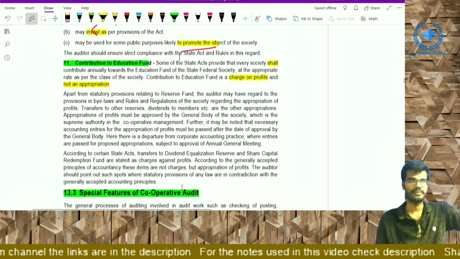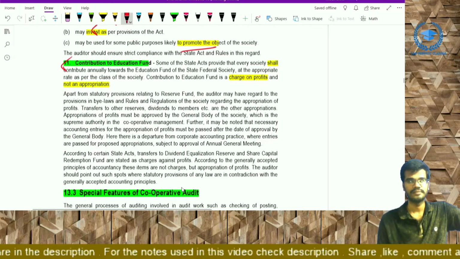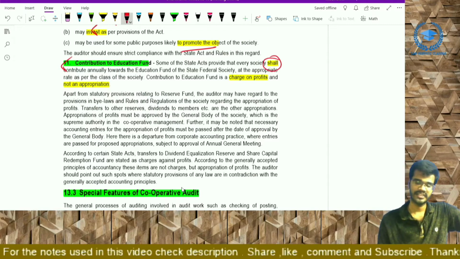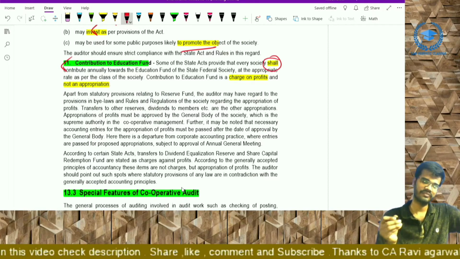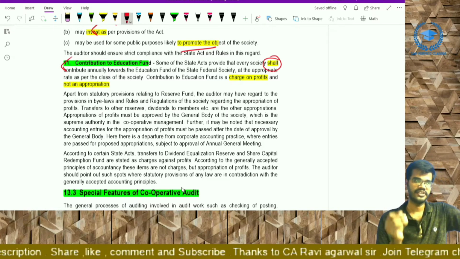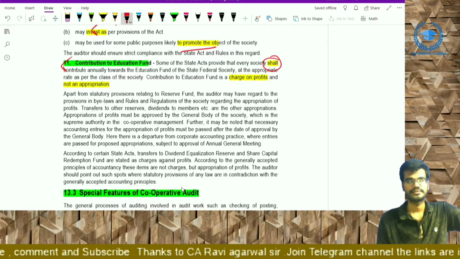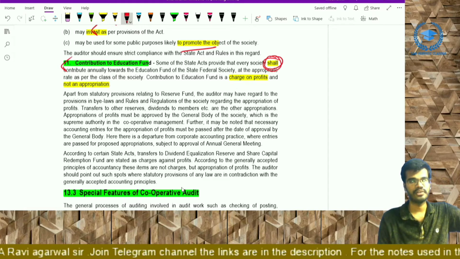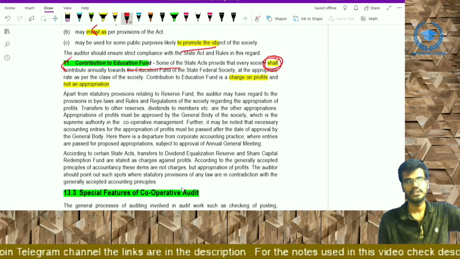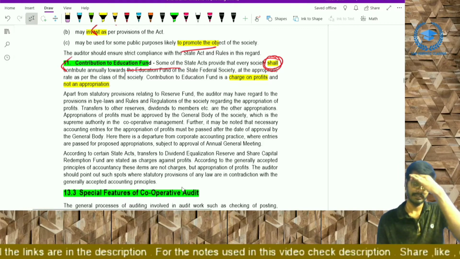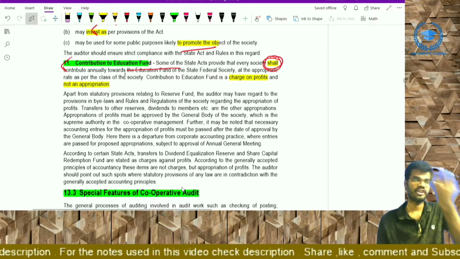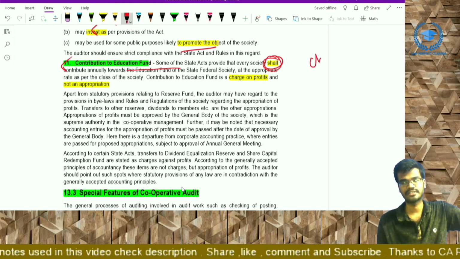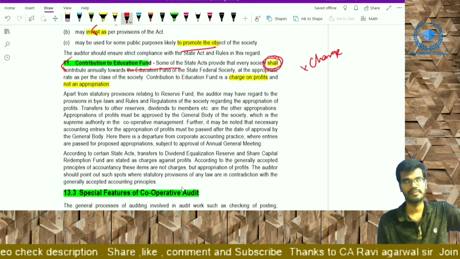Right. And coming to the contribution to education fund. Some of the state cooperative societies mandate contribution to the education fund. Some states provide that every society shall contribute annually toward the education fund at the prescribed rate. Such contribution is not an appropriation; it is a charge, right? That is one important point.